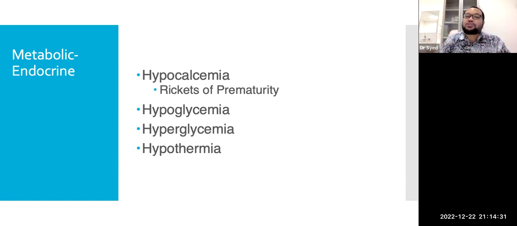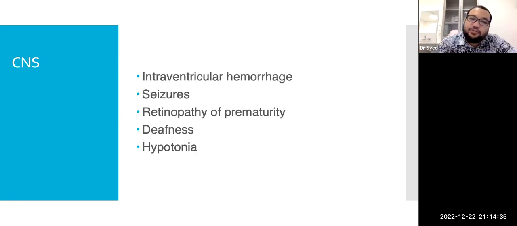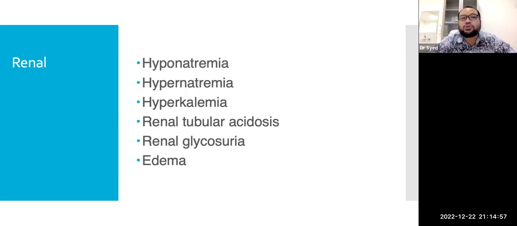So they are at risk of more hypothermia. CNS, as mentioned before, IVH, they are more at risk of seizures. Why? Because of electrolyte problems, because the brain is still immature, very fragile, very friable. IVH can cause seizures as well, retinopathy of prematurity as mentioned before, deafness, hypotonia and so on and so forth.